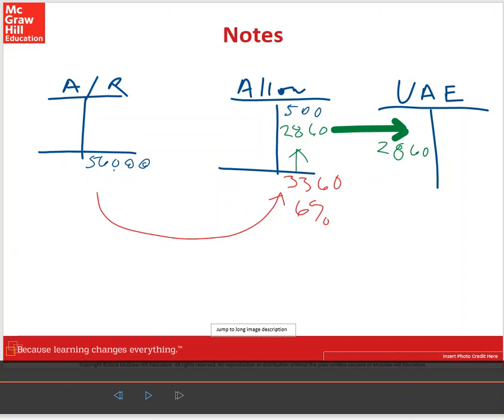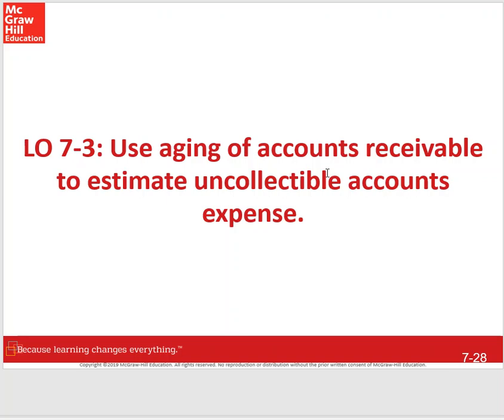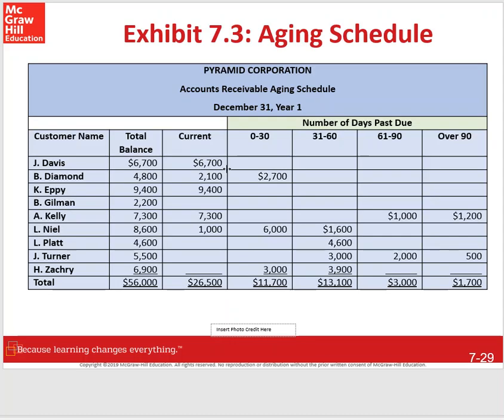Okay, so we're going to take a look at what they call an aging schedule. We're going to use the accounts receivable aging schedule for Pyramid. Like I said earlier, they have $56,000 in their accounts receivable. And here we're going to take a little more detailed look at it. They've laid it out by when those receivables are due. So all the current receivables here, $26,500, are in this column. But then anything that's past due is showing up here to the right.